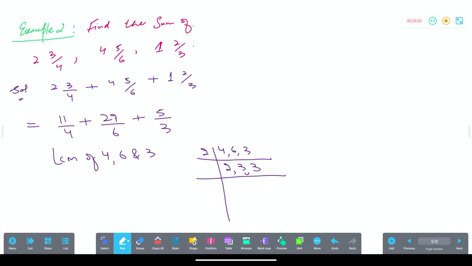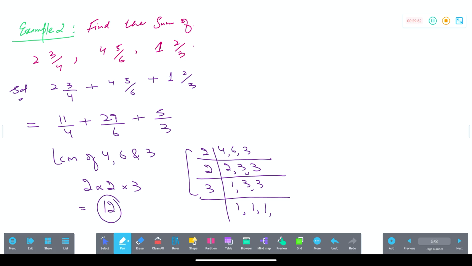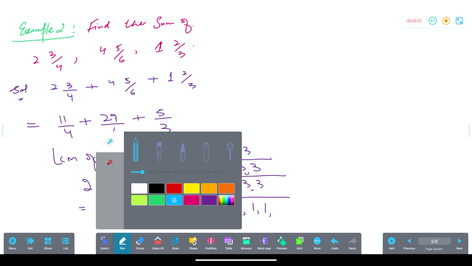Now again with 2, still one number is coming in the table of 2, so you continue with 2. 2 1s are 2, 3 as it is, this 3 as it is. Now it is by 3. 3 1s are 1, 1 and 1. Now the LCM of 4, 6, 3 will be the multiple of these numbers, that is 2 into 2 into 3, which is 12. 12 is the LCM of these three. Now what we have to do is make the denominators of all these three fractions equal to 12.